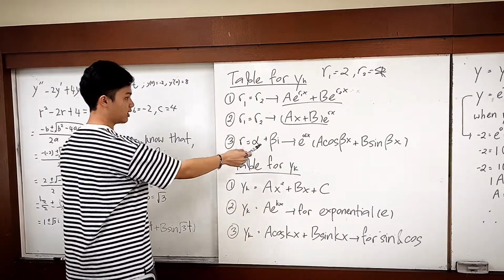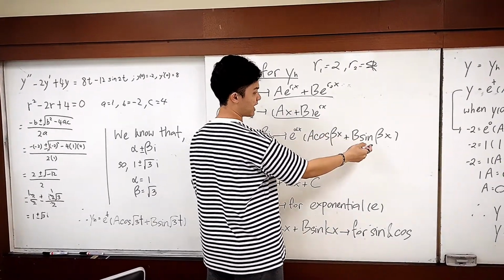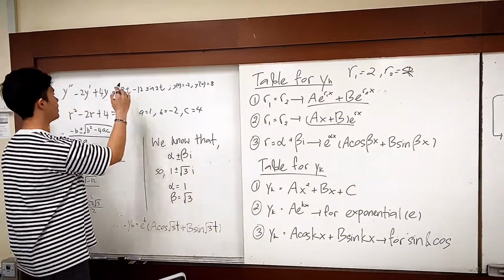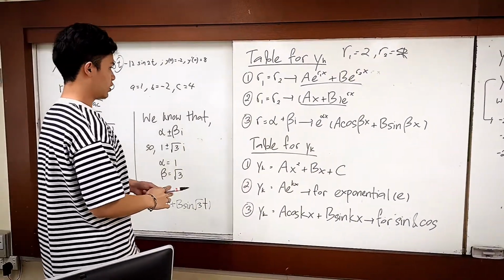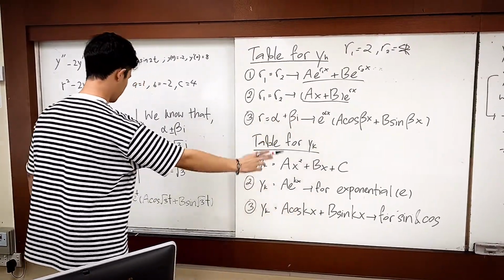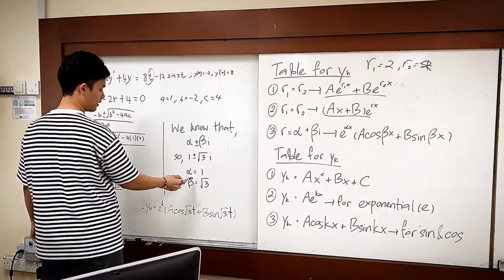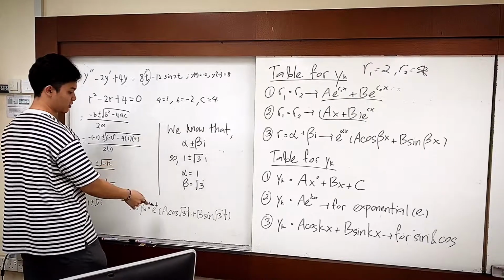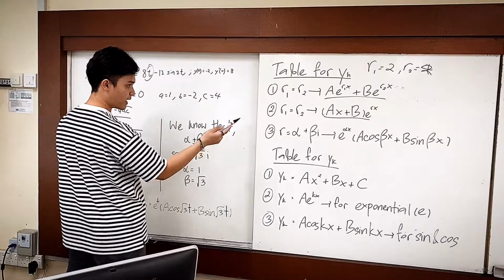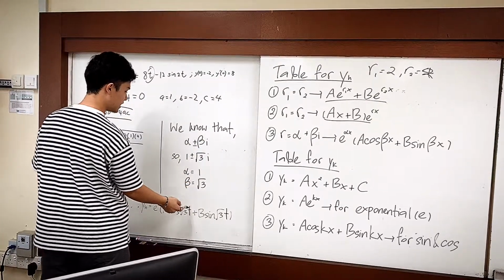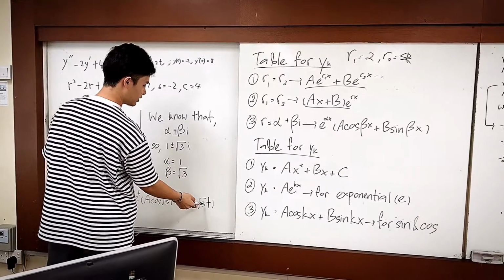Third case is this one. In our case, it will become exponential of gamma x, a cos beta x plus b sin beta x. But in our question, it's not x, it's t. So we just put t instead of x, no need to change anything. So our YH will become e, gamma is 1, so with t instead of x, it becomes e to the power t, times a cos of square root 3 t plus b sin of square root 3 t.